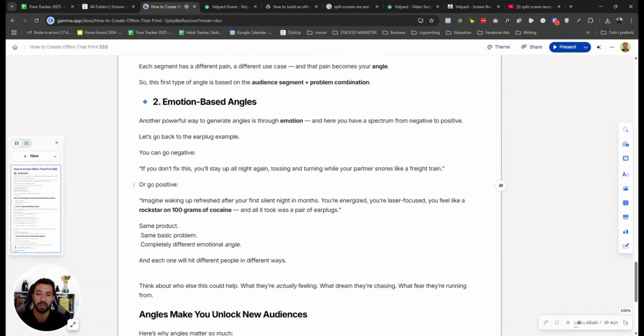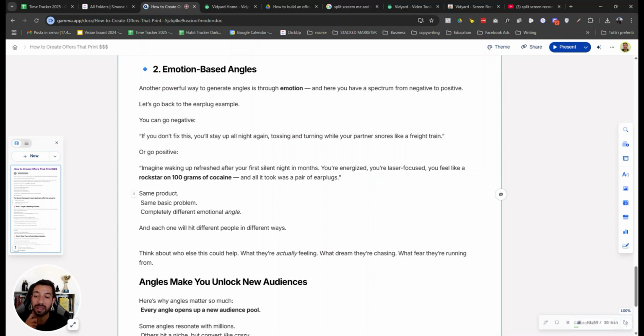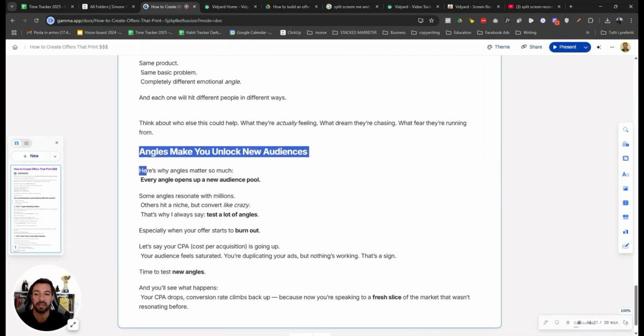Or you can go positive. Imagine waking up refreshed after your first silent night in months. You're energized, you're laser focused, you feel like a rock star on 100 grams of cocaine. I don't know why I wrote this, but it's funny. And as you can see, it's the same product, the same basic problem, but the negative is going to resonate with one audience, and the positive is going to resonate with another audience. Do you understand this? So this is why you want angles, because testing different angles allows you to open up new audiences.